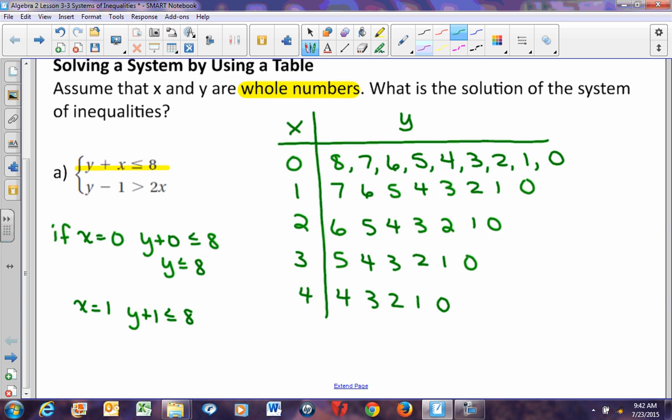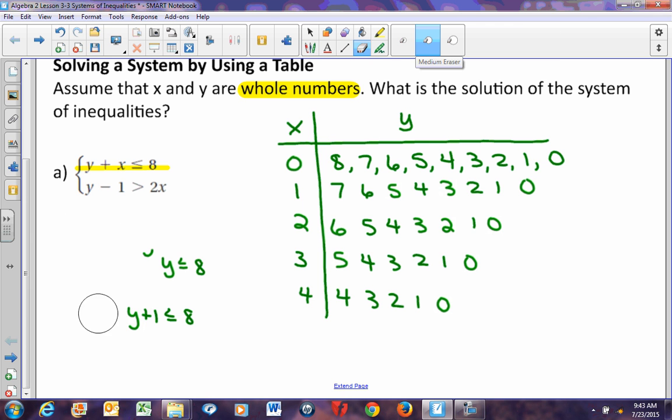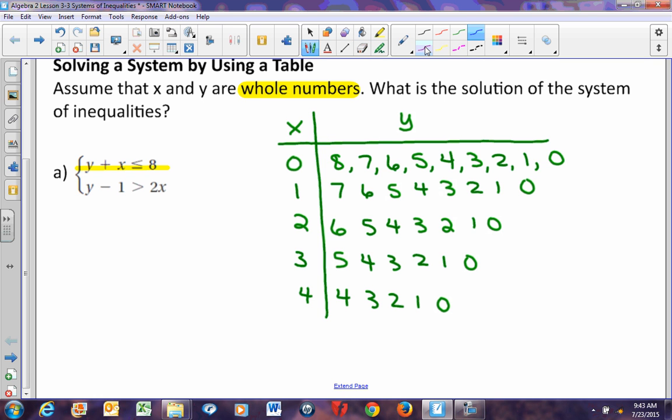I'm going to stop at that point right now because I'm now going to start looking at the second inequality. Now I'm going to check each pair of values to see which satisfy the other inequality. In other words, which are solutions to the second inequality. So let's take a look at the second inequality. I'm going to erase this for a moment because I need space on the table so you can see it. Let's look at the second inequality: y minus 1 is greater than 2x.